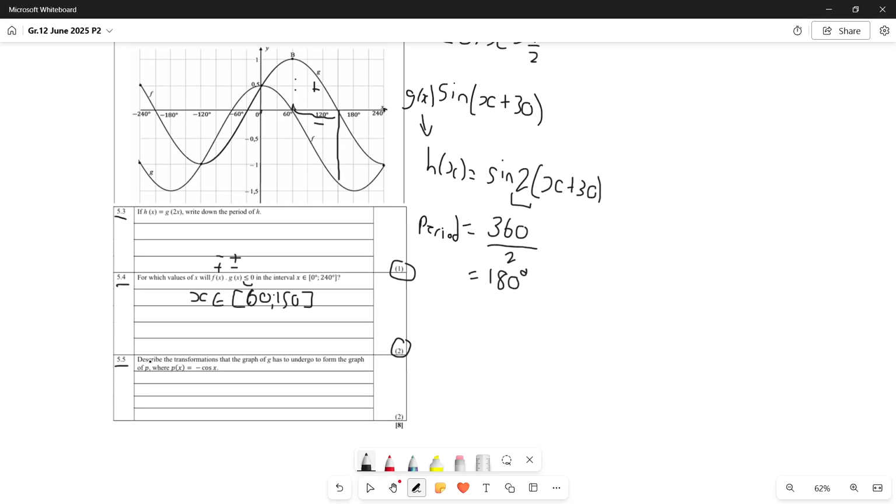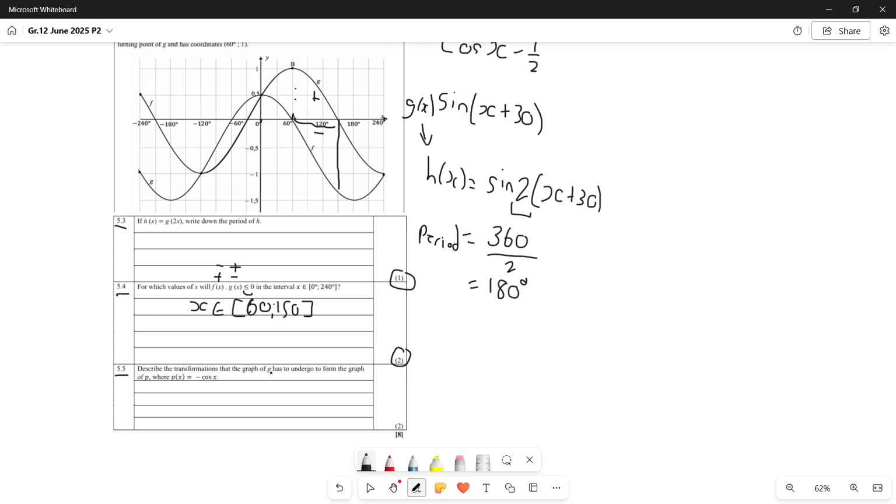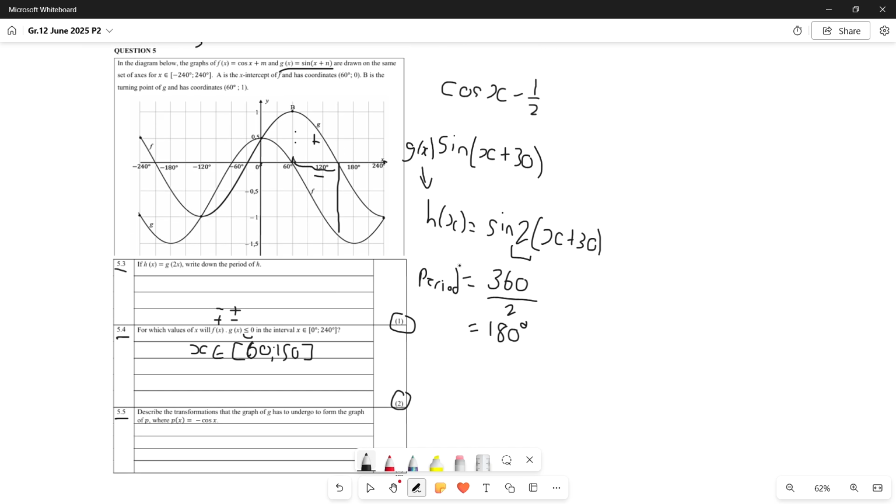Question 5.5, it says describe the transformations that the graph of g has to undergo to form the graph of p, where p of x equals negative cos x. So this is also 2 marks. So the graph of g is now undergoing some changes to form p of x, where p of x equals negative cos x. So our g of x was this guy over here.